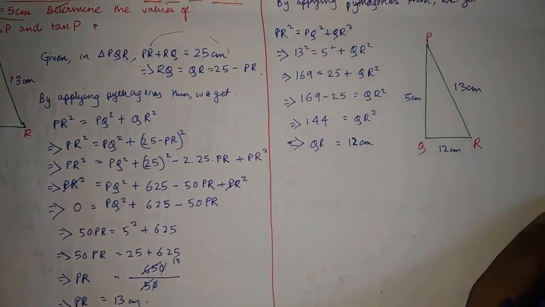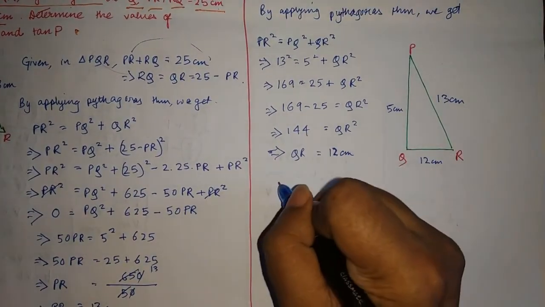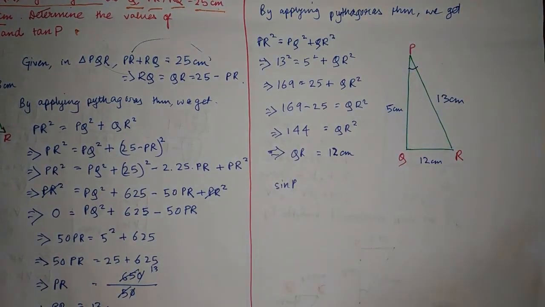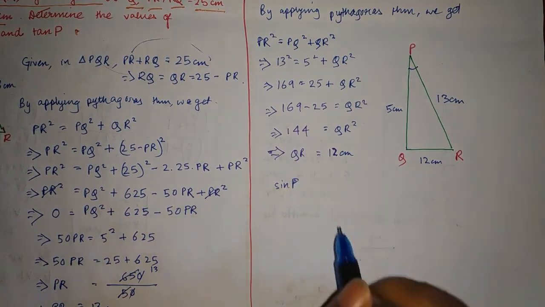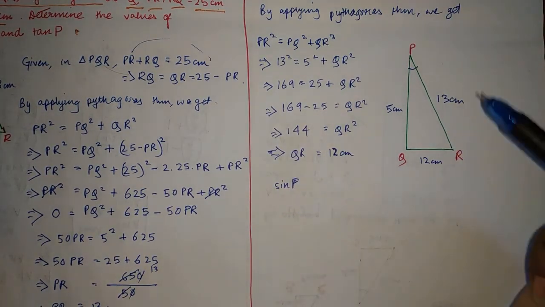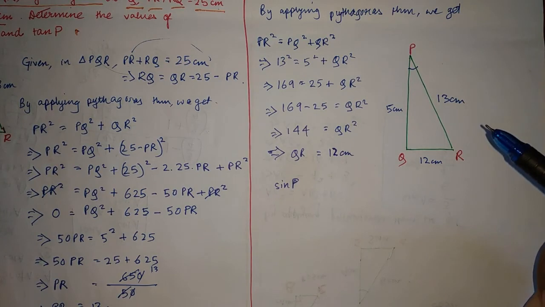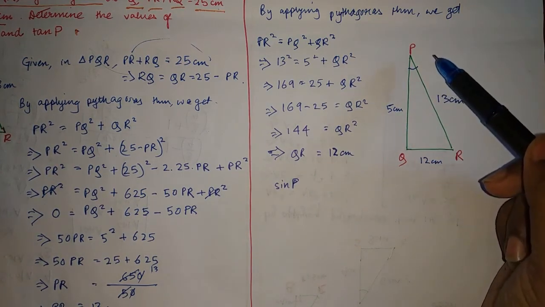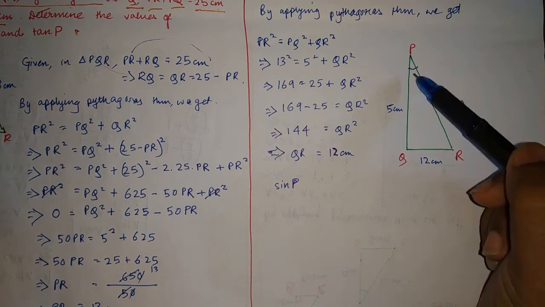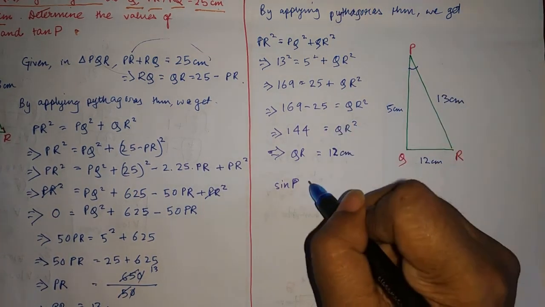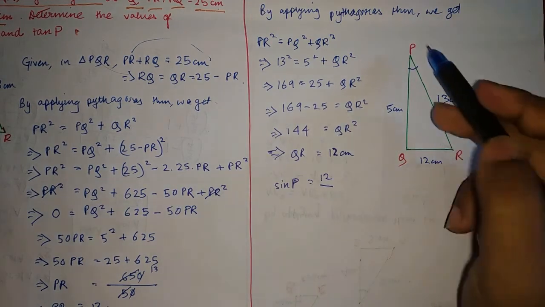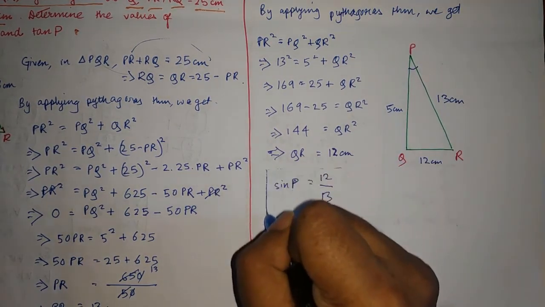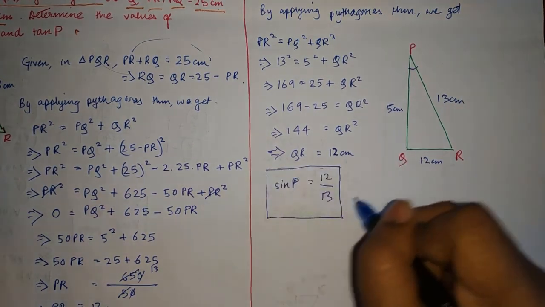So you already know, you can do it from here, but still let me show you. Sine of this angle, sine of P. Get it? What does sine theta mean? Sine theta means perpendicular by hypotenuse. So in this case, the perpendicular is the side opposite to the given angle P, which is 12 centimeter, and the hypotenuse is 13. So you find the value of sine P.